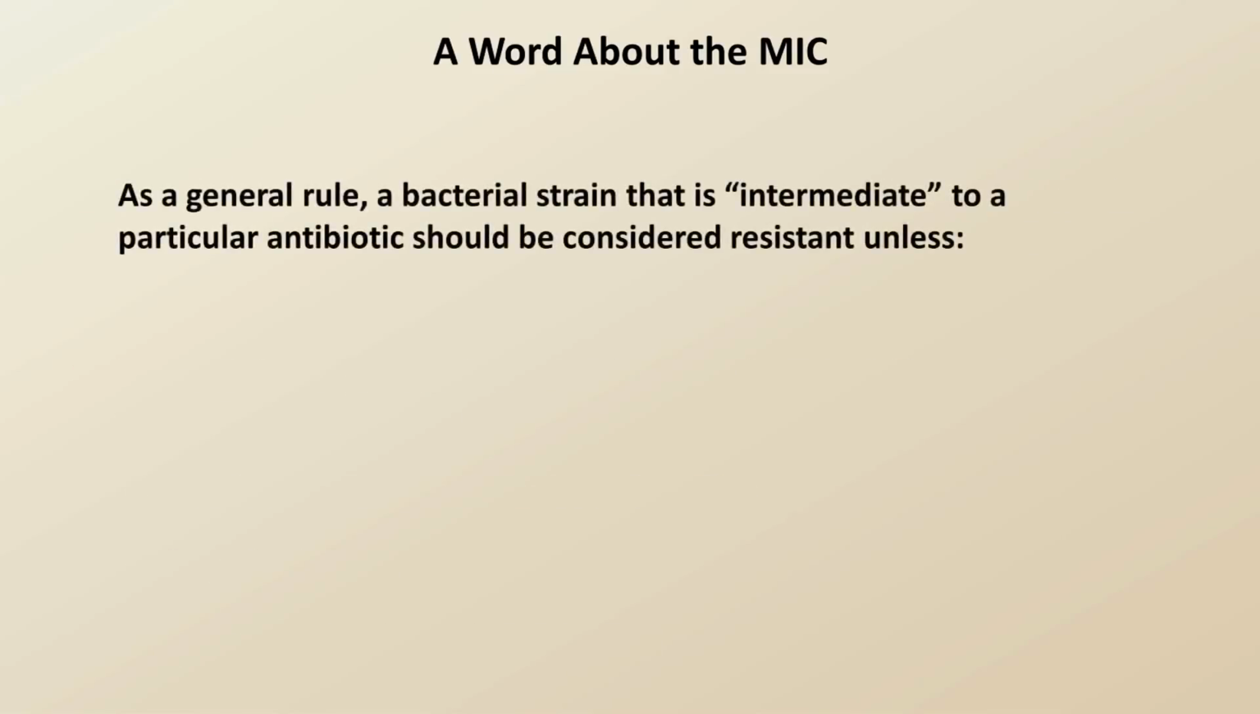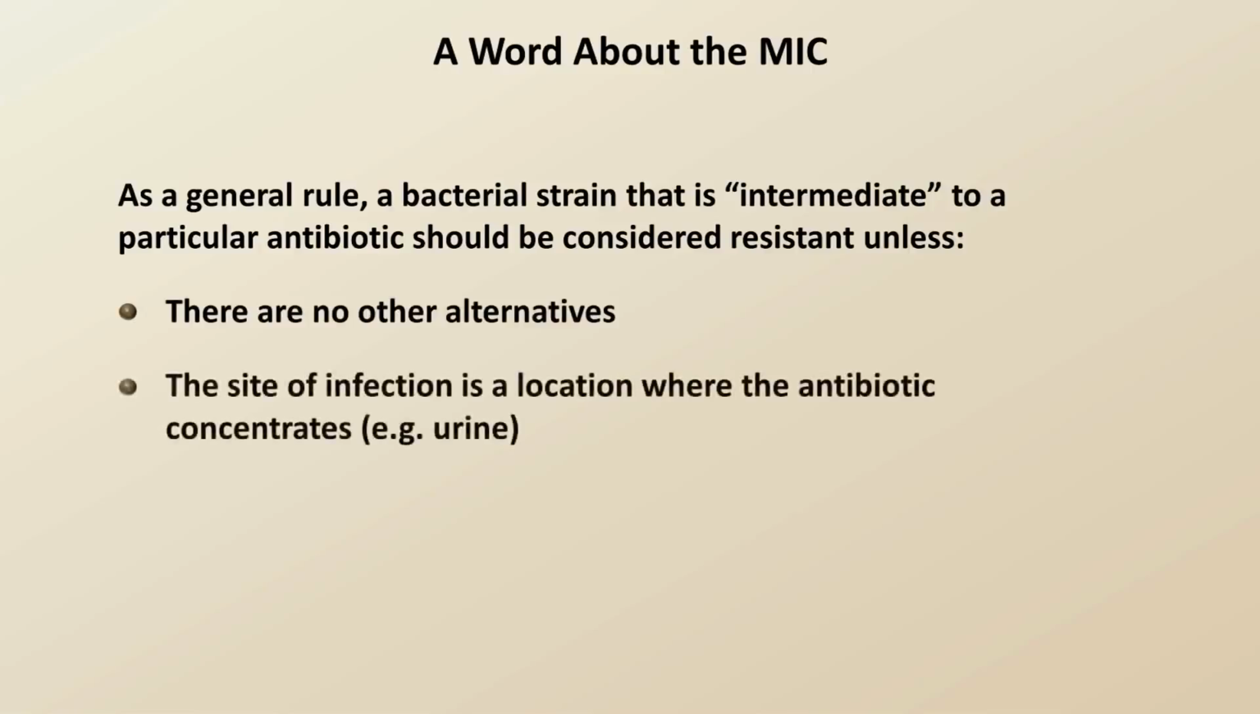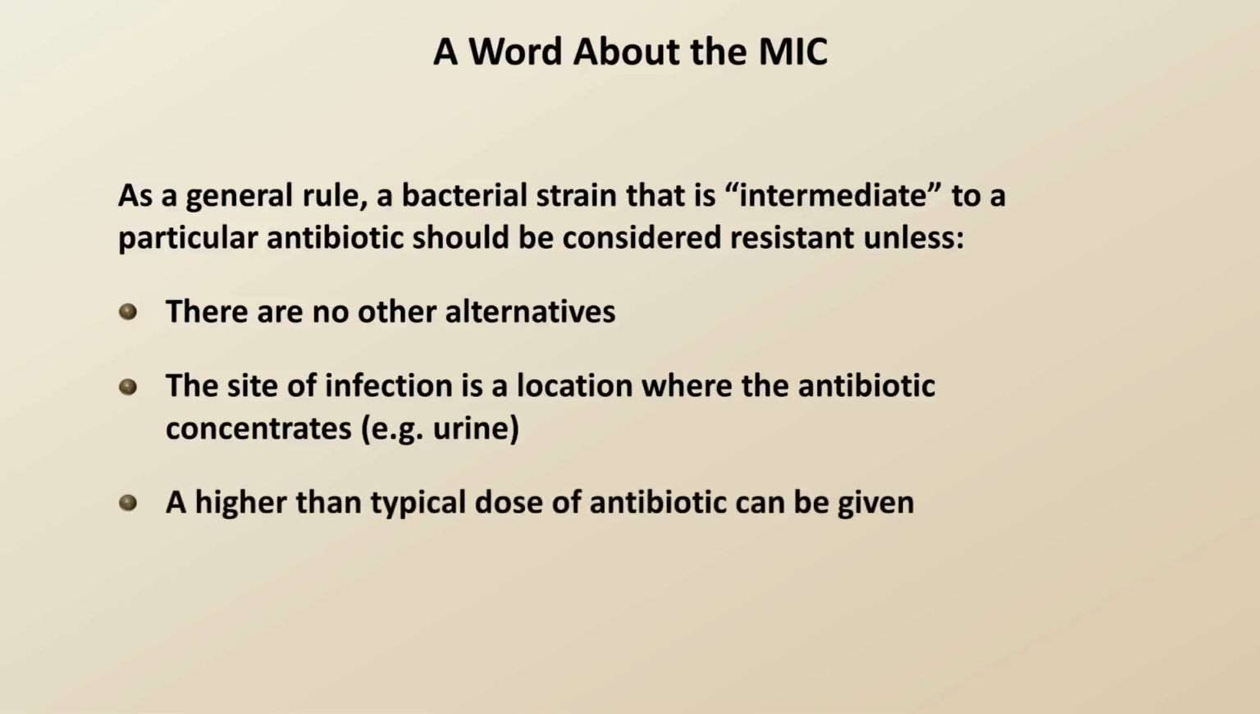As a general rule, a bacterial strain that is described by the susceptibility report to be intermediate to a particular antibiotic should be considered resistant unless there are no other alternatives, the site of infection is a location where the antibiotic concentrates, such as in the urine, or a higher than typical dose of antibiotic can be safely given in a particular patient.